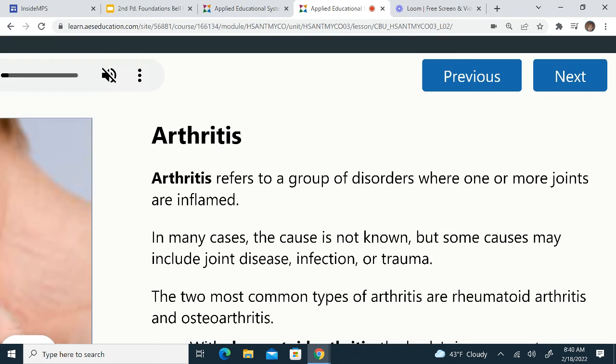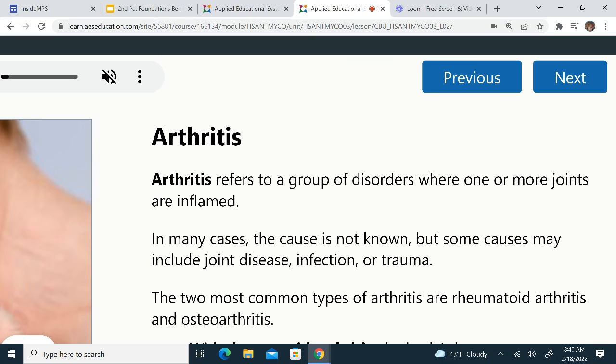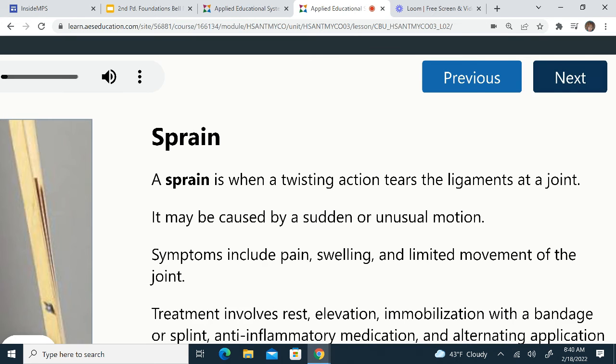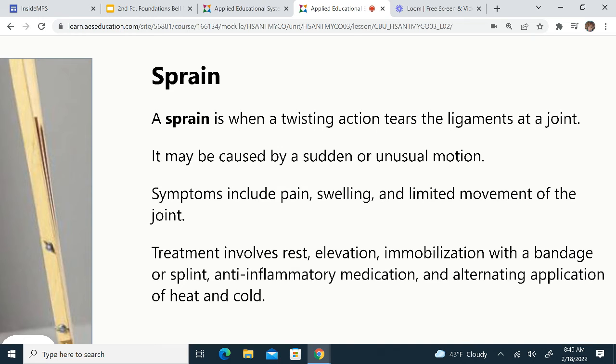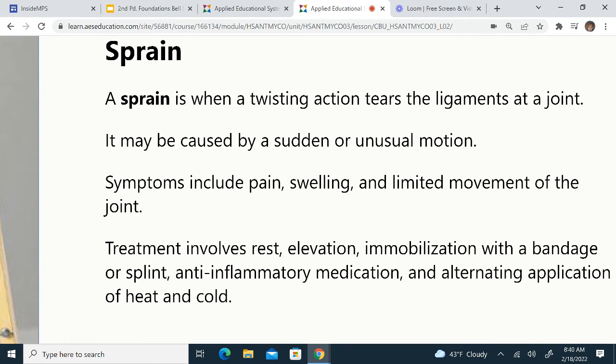Alright, so this is what we got. Sprain. A sprain is when a twisting action tears the ligaments at a joint. So know that. A sprain can be caused by sudden or unusual motion. So you're doing something, playing something, you might sprain one of your bones or whatever.